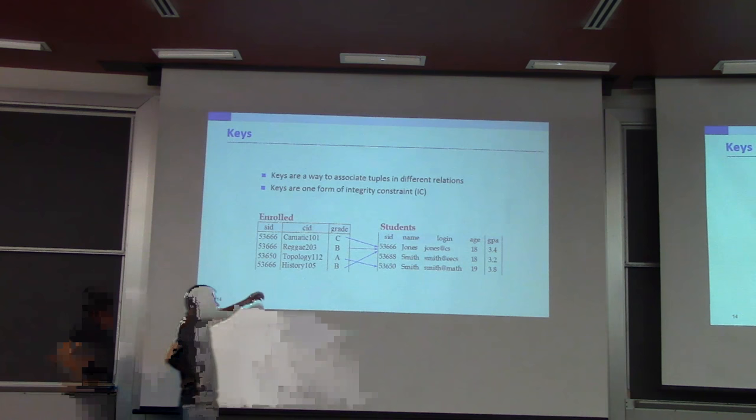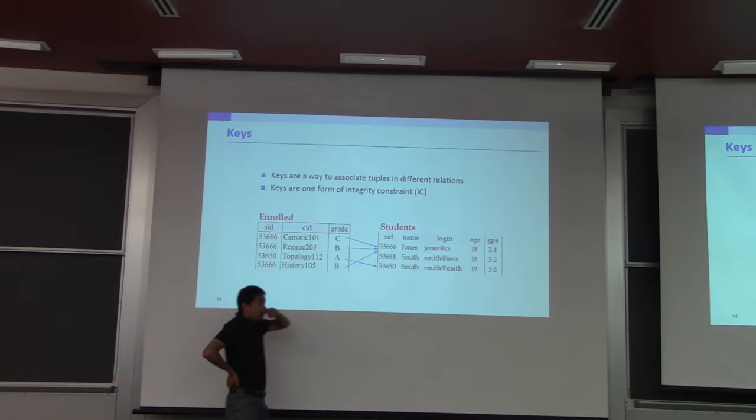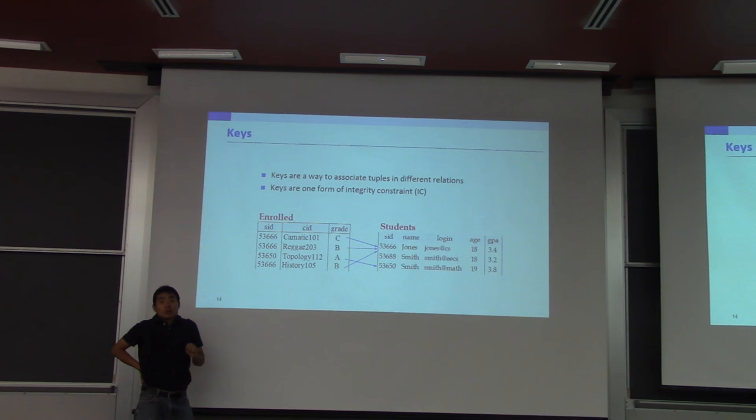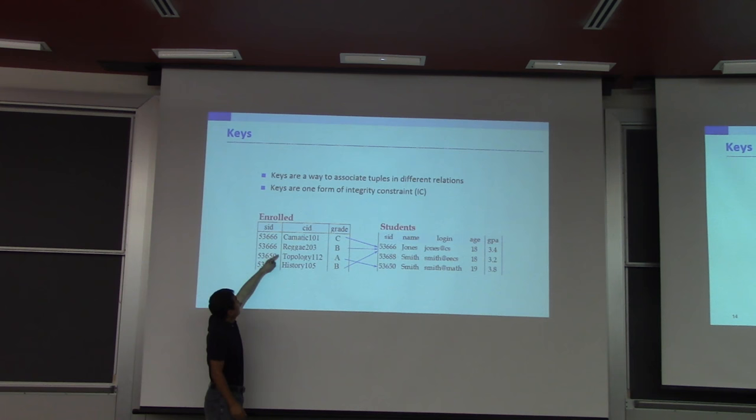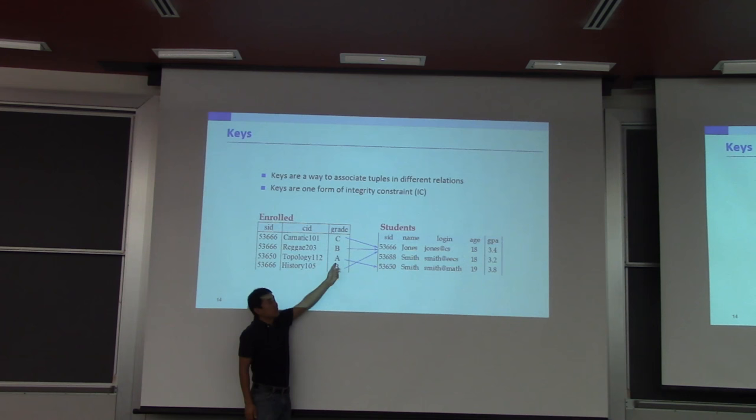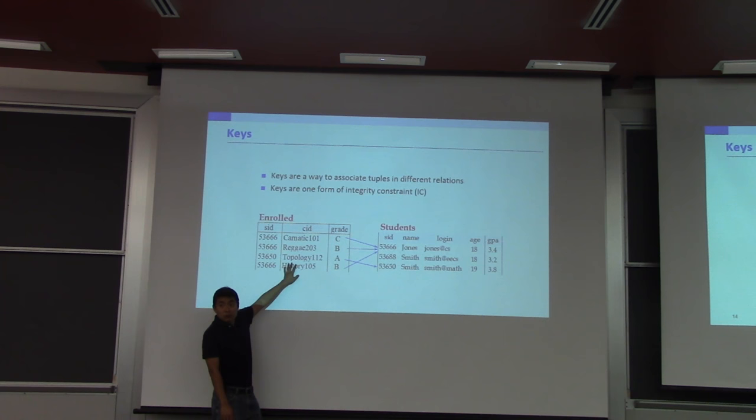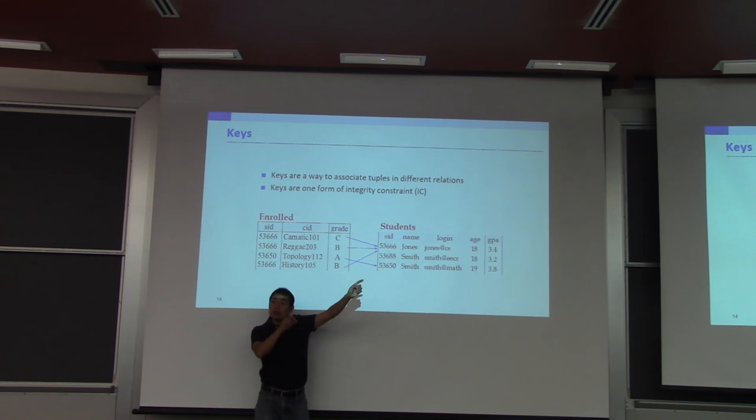So to give you a flavor of what keys are, consider these two examples. I have student and enrolled records. This has four records, right? So how do I associate records from the two tables? For example, how do I know the name of the student who has taken topology 12 and got an A in that class? That information is not available in the enrolled table. On the other hand, it is actually available in the student table. The way you can associate records across tables is by using something called a key. And the key in this case for the student table is SID.